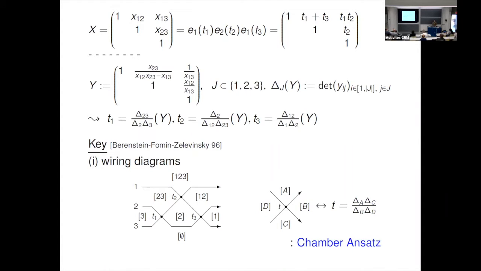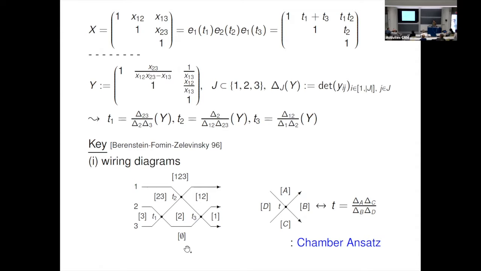you can see that if the configuration around the vertex T is ABCD like this, the expression of T in terms of these minors is given by the ratio of the minor of AC over BD. Actually, because the determinant of this matrix is 1, the minor of 1 to 3 is 1, and we assume that the minor of empty is 1.